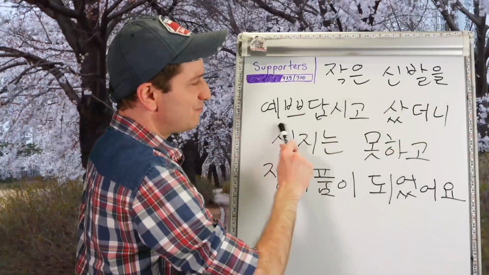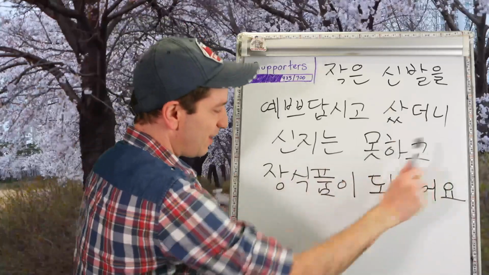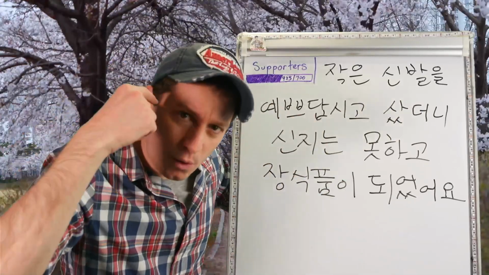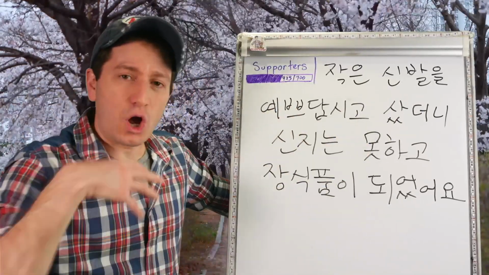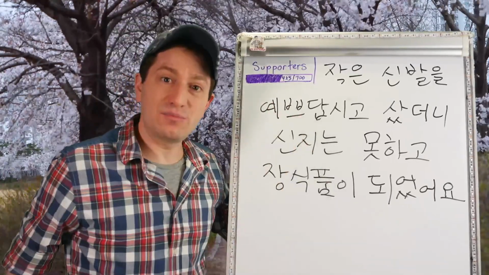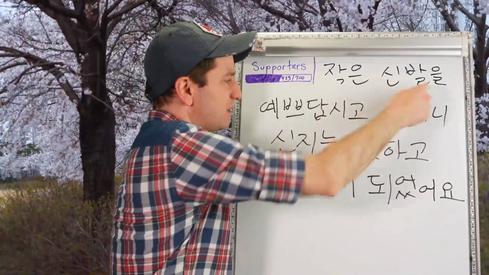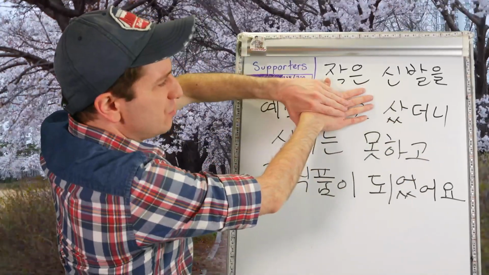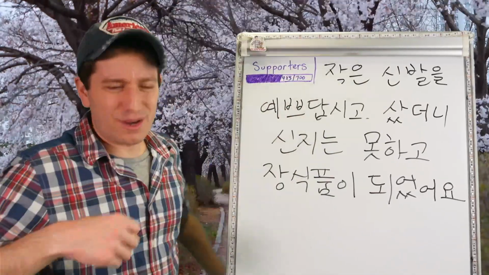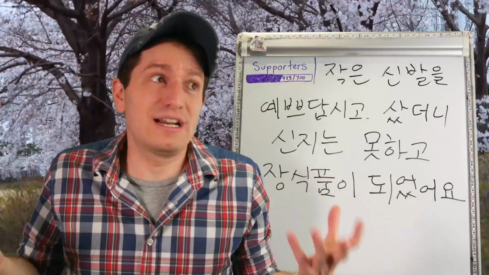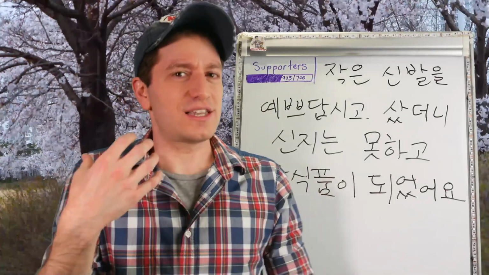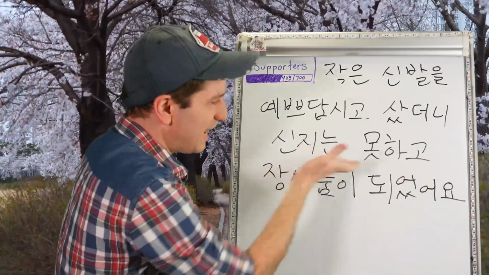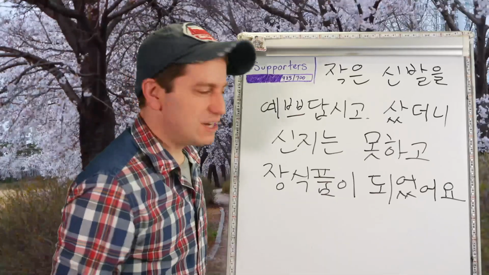작은 신발을 예쁘답시고 샀더니 신지는 못하고 장식품이 되었어요. 작은 신발을 예쁘다고 생각하고, someone says or thinks or calls something, in this case, 예쁘다, pretty. So 작은 신발을 예쁘답시고 샀더니, so I bought the small shoes thinking that they're pretty. So I bought these small shoes, thinking that they'd be pretty. Okay, you hear this intonation I'm doing. I'm doing this on purpose. There's already disappointment in my voice. I'm being sarcastic. 신지는 못하고, but I can't even wear them. 장식품, a decoration, 이 되었어요.